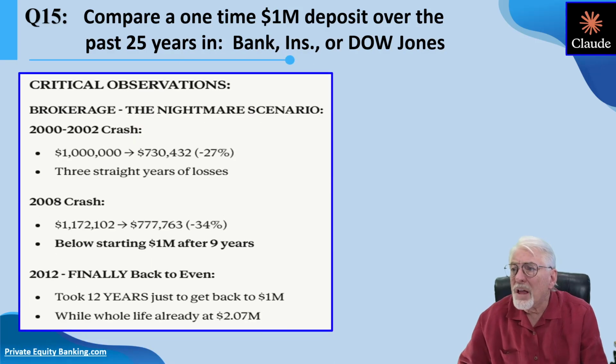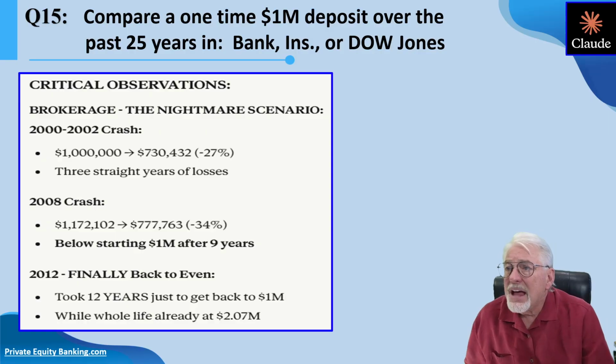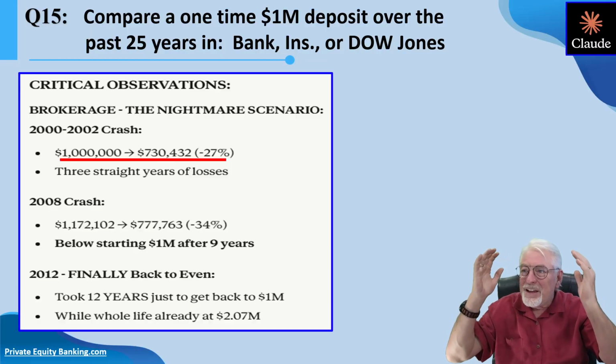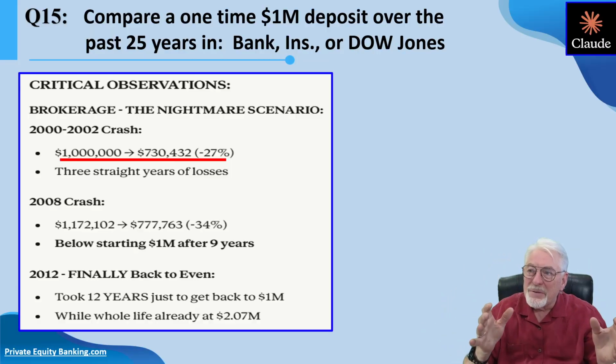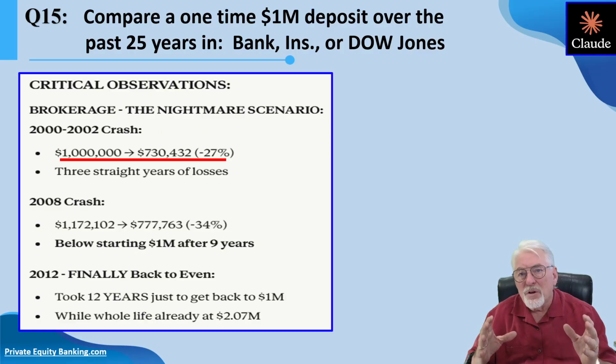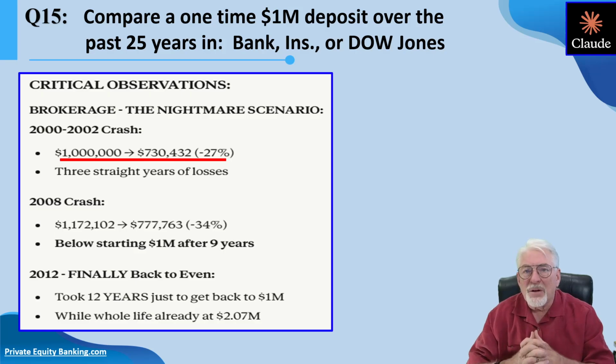Okay, critical observations. The brokerage, that nightmare scenario. I'm liking Claude. They throw in these words that are so cool. The nightmare scenario, 2000 to 2002 crash. Between 2000 and 2002, you would have lost 27% of your investment. And that was due to 9/11. How many of you could have stopped 9/11 and the consequences thereof to the stock market? Nobody, okay? And you lost it.